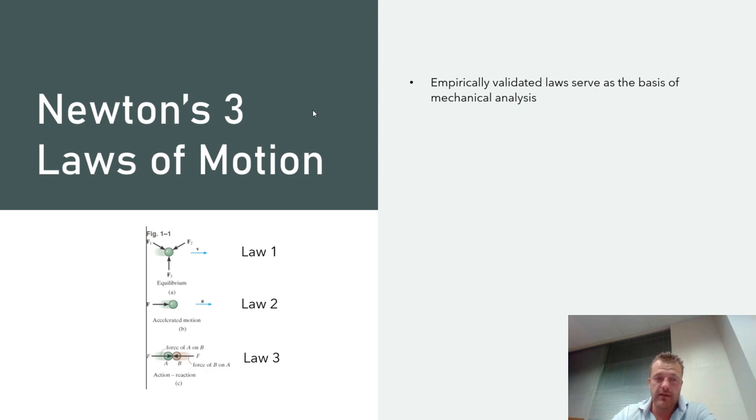One thing you definitely want to know about Newton's laws is, first and foremost, they're the basis of all those subfields of mechanics that we described in the previous lecture, but also they're empirically validated. And what that means is you can actually conduct experiments and take data that show that these are true.